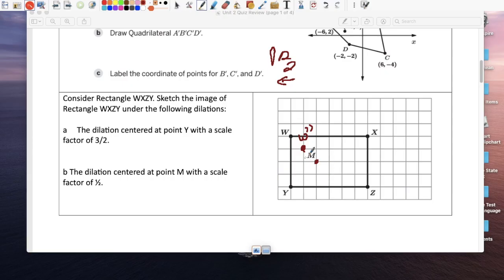Y, from M to Y is 2 left, 2 down, or 1 left, 1 down. So there's Y double prime. To go to X, it was 4 to the right and 2 up, or 2 to the right and 1 up. You can sort of cheat, right? I mean, we can all know that Z has to be here, even without doing anything, as long as you understand. So that's the dilation with center M.